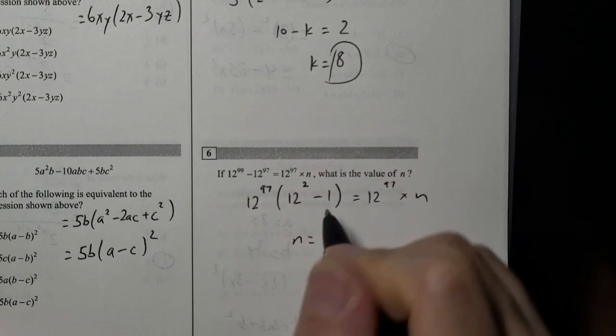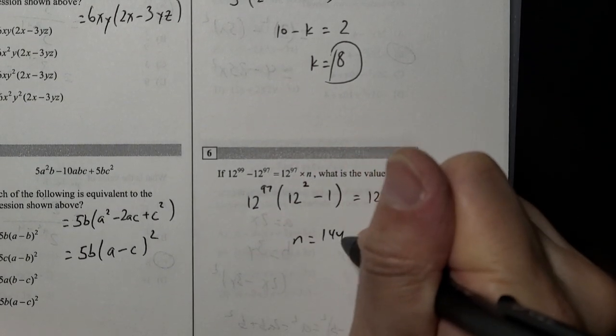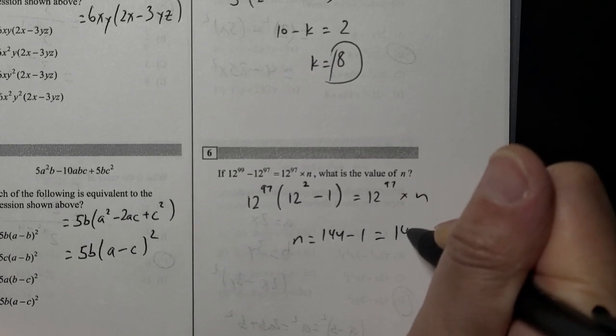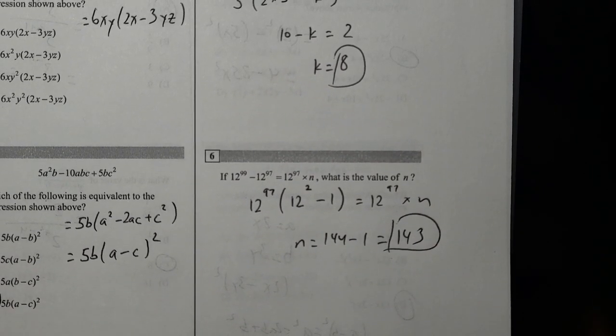Therefore, your n must be, what's 12 squared? That's 144 minus 1, which is 143. As simple as that. So this is another quick section.